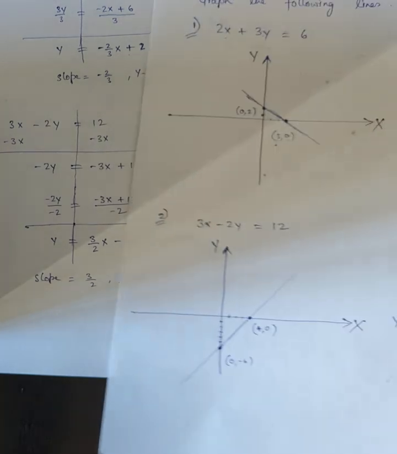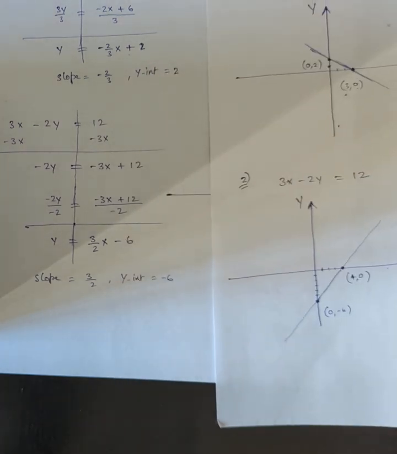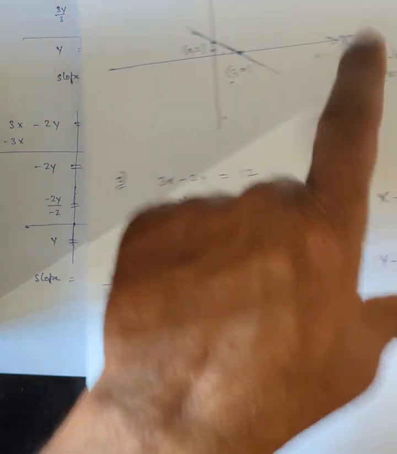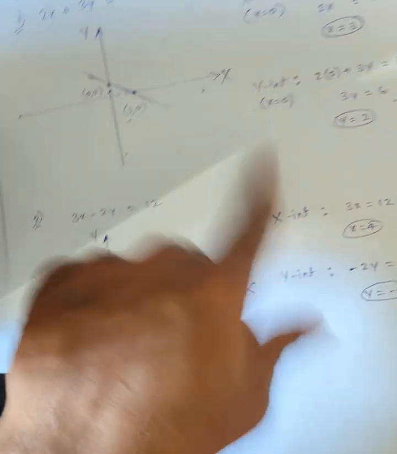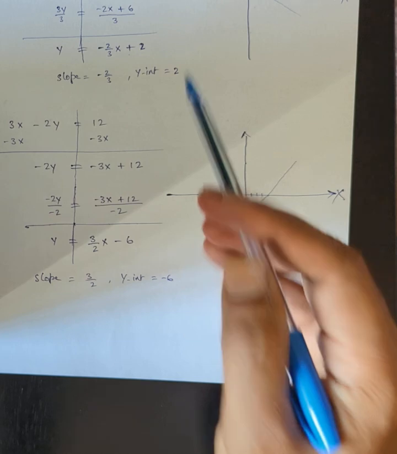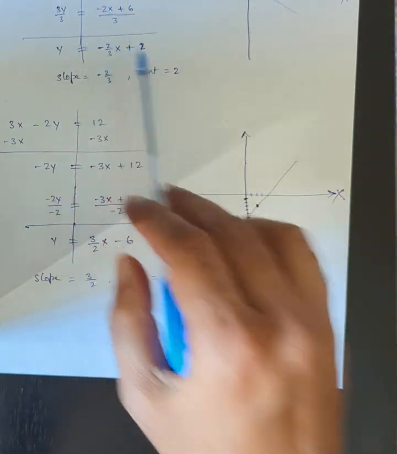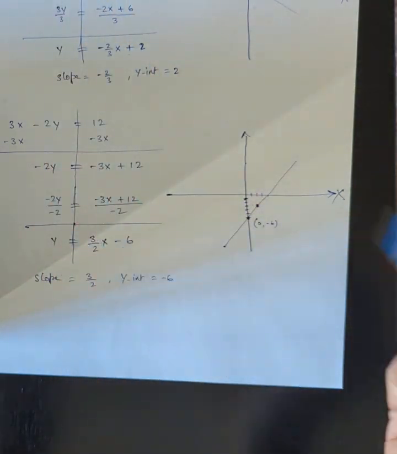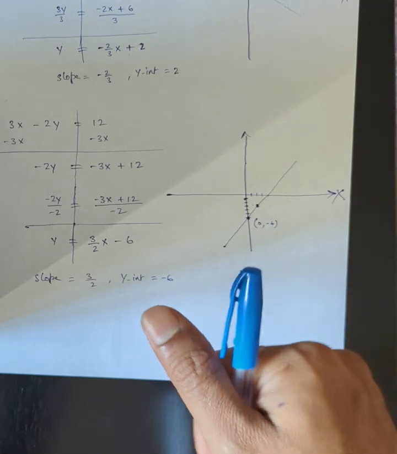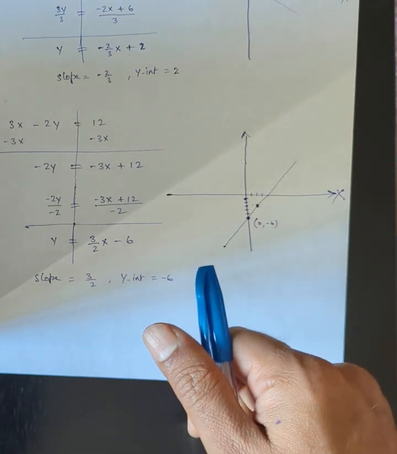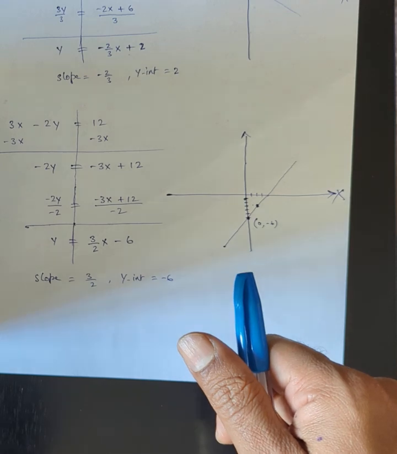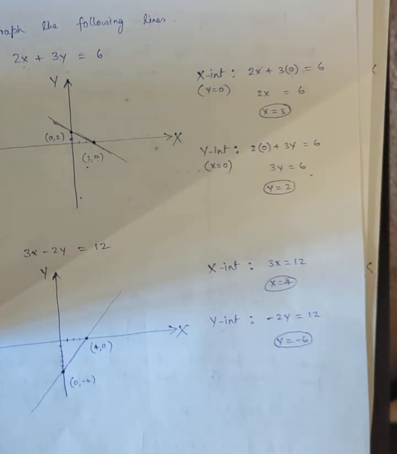So 2 ways to graph in the standard form. One is to use the intercepts, find x and y intercepts. The other way is to convert it to slope-intercept form and then use the slope-intercept form to draw the straight line. Now that's all I have for standard form. I'm going to have some practice problems.